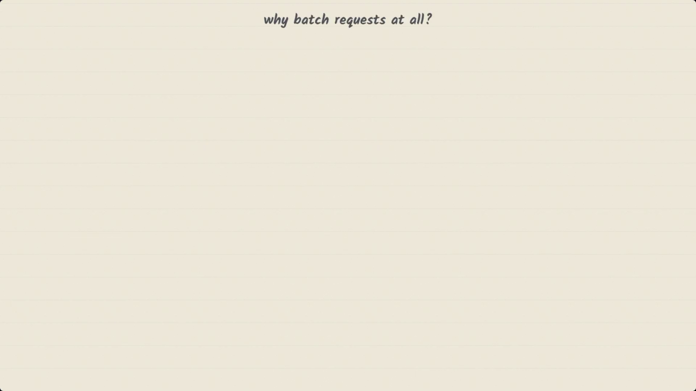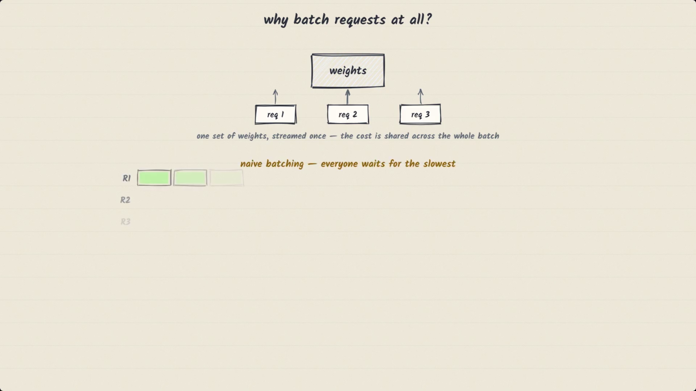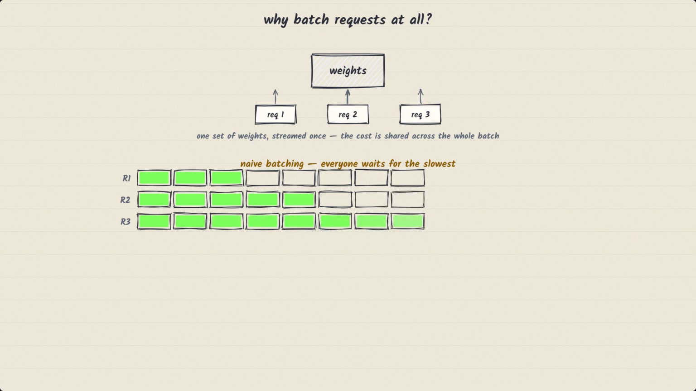Why batching? Because all requests share the same model weights, so if you run many at once, the cost of streaming those weights in from memory is amortized across the whole batch. The trouble is requests arrive at different times and finish at wildly different lengths, so naive batch-level scheduling stalls everyone on the slowest member. The fix that became standard is iteration-level scheduling.